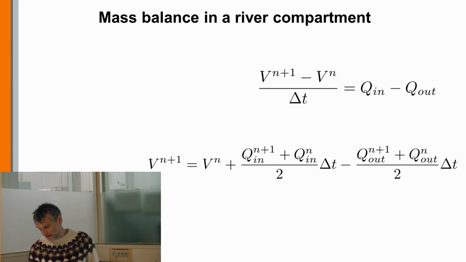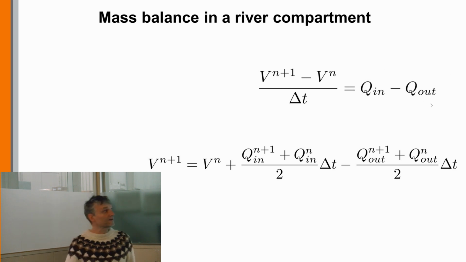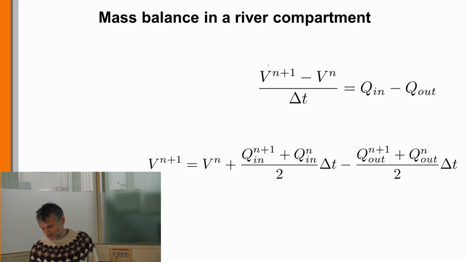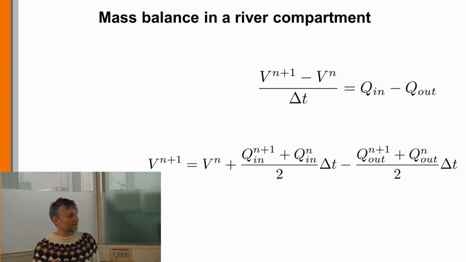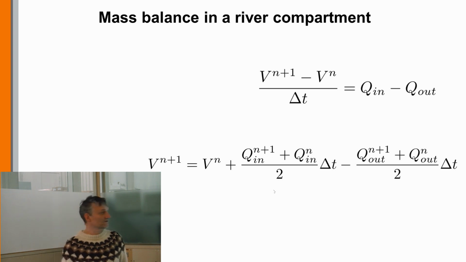So the next question is, how do we calculate the incoming discharge and the outgoing discharge? Should we calculate it at the time step n, where we know all our things, or should we calculate it at the time step n+1? The best thing is to take an average between time step n and time step n+1. So for Q in, we replace Q in by the incoming flux at the new time step n+1 we want to solve, plus the old time step Q in at time step n, divided by 2. So this is just the average.